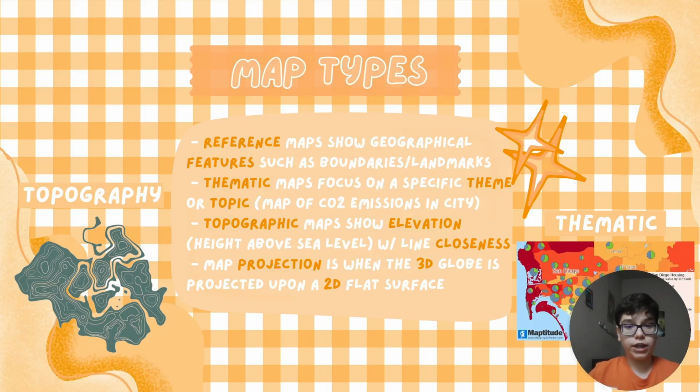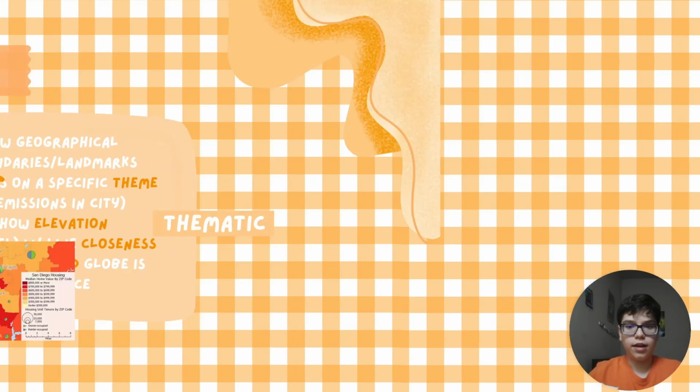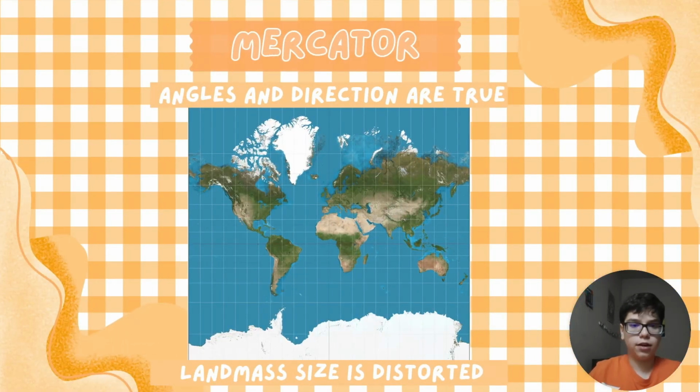So all map projections, all physical maps we have today that are on a flat surface, have some sort of distortion. And our first one that we really need to know is the Mercator map projection. So in the Mercator map projection, angles and direction are true. This is the perfect map projection when it comes to sailing or seafaring, but our landmass size is distorted. If you see, Antarctica is a lot bigger than you remember, and Greenland is the size of Africa, which is not true whatsoever.